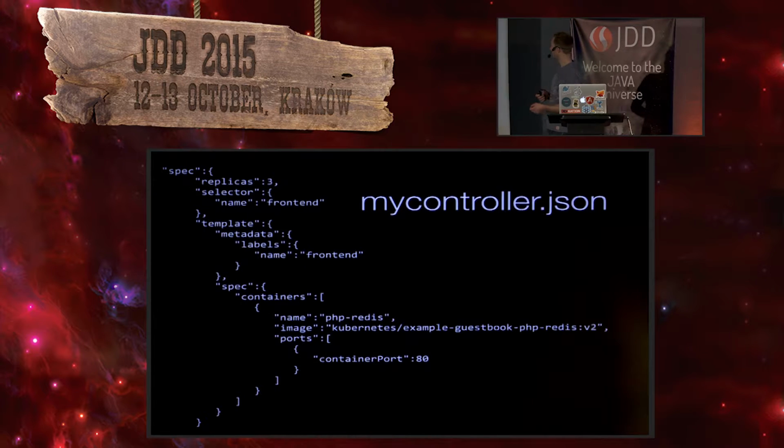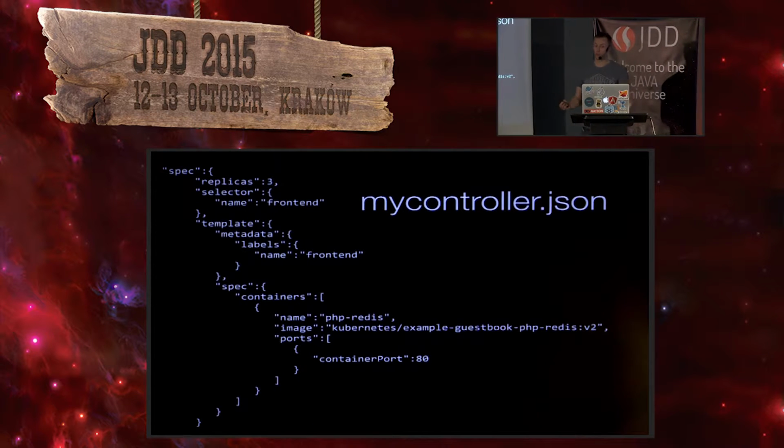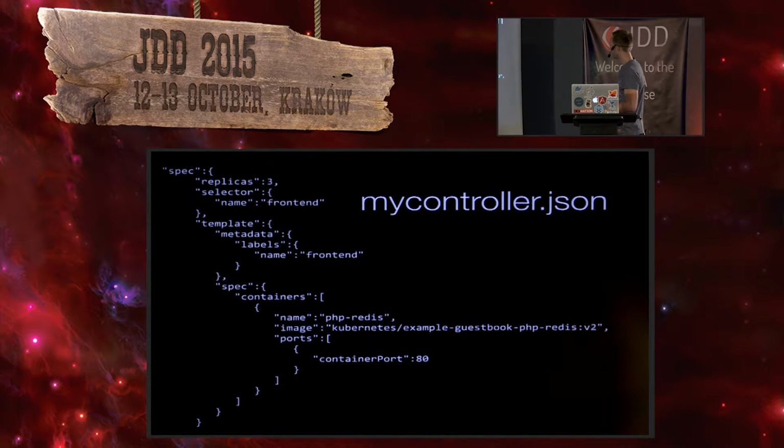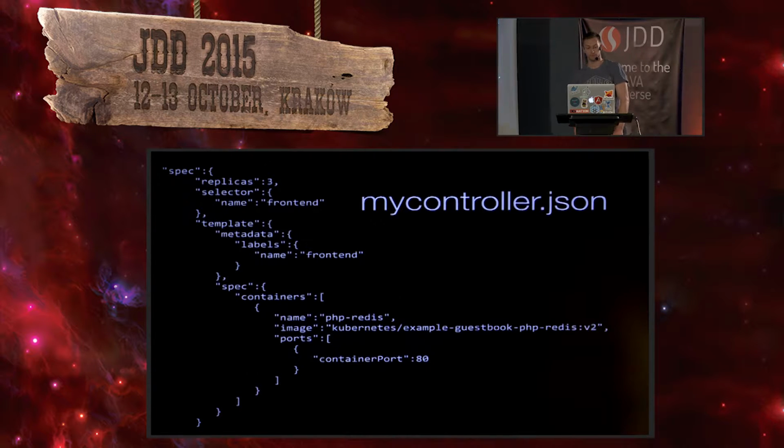And just to give you an idea, this is a JSON file that describes such a replication controller. The important parts are in the spec at the bottom. You say, well, I have some kind of container which is hosted in some kind of Docker registry, and it exposes, in this case, port 80, right? So that's the definition of a replication controller.